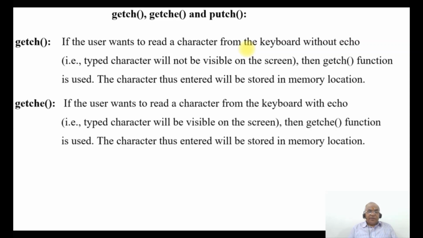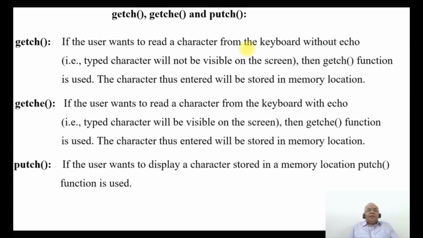Then we have getche. If the user wants to read a character from the keyboard with echo, that is, the typed character will be visible on the screen, then the getche function is used, and the character thus entered will be stored in a memory location. That is, getche is exactly the same as the getch function. Then putch. If the user wants to display a character stored in the memory location, then we use the putch function.